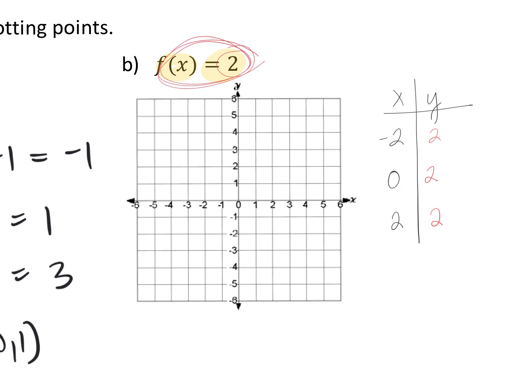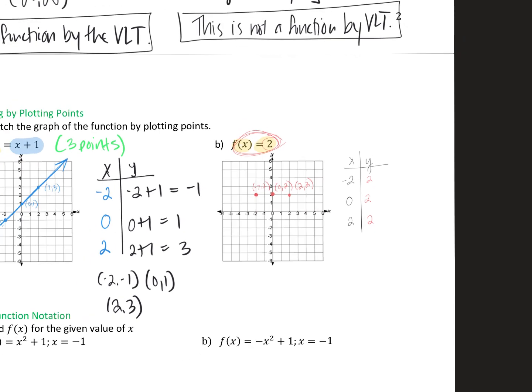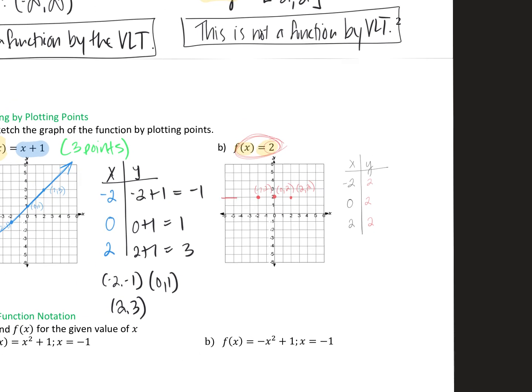So what type of a line looks like that? Well, if x is negative 2, y is still going to be 2. Negative 2, 2. If x is 0, y is still going to be 2. And if x is 2, y is still going to be 2. So what does this end up graphing? It ends up graphing a horizontal line. Alrighty.